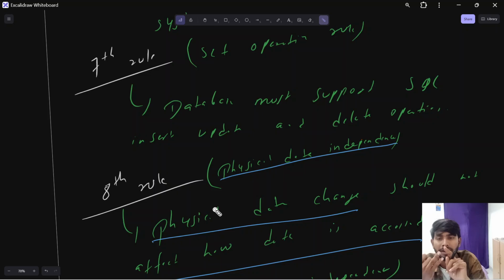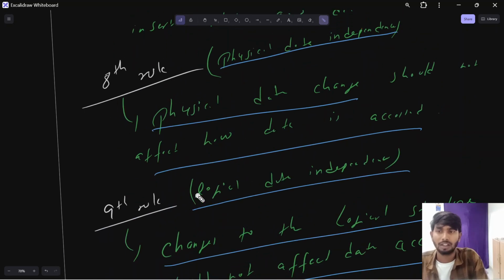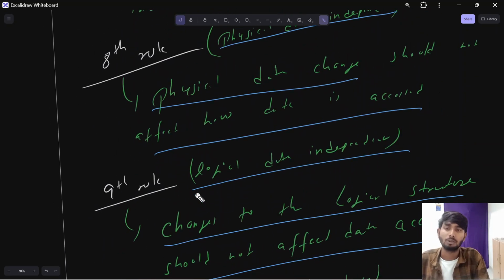Okay, and handle the null values. The system must support the relational database feature. That means if your system supports SQL, all the functions are included. Now, the 9th rule was physical data independence and logical data independence. If you change the physical or logical data, it should not affect how data is accessed.